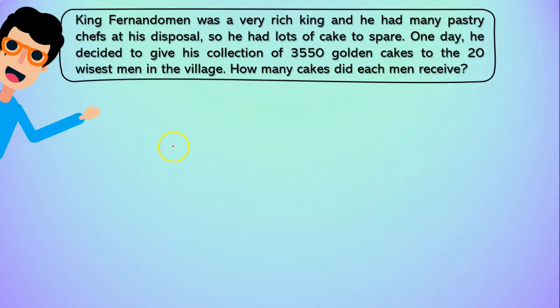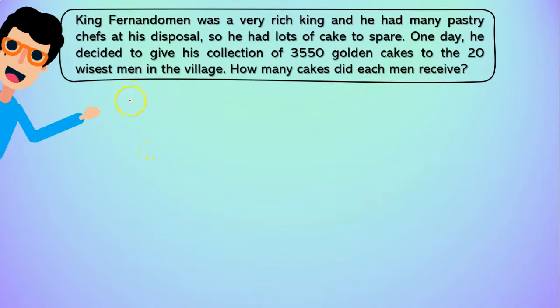So the first thing we're going to do today, guys, is for a change, we're going to start with a problem. And as we breeze through the problem, we're going to see a concept that maybe you guys have heard of before, which is the concept of terminating decimals. King Ferdinand was a very rich king, and he had many pastry chefs at his disposal, so he had lots of cake to spare. One day he decided to give his collection of 3,550 golden cakes to the 20 wisest men in the village. How many cakes did each man receive?